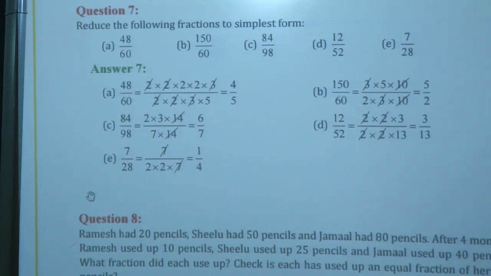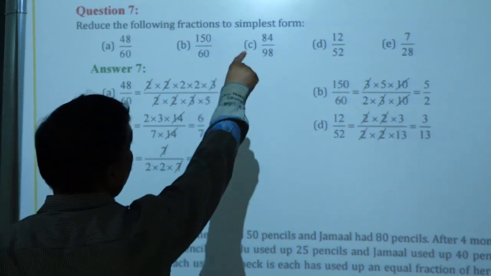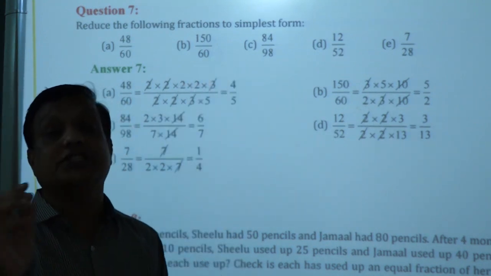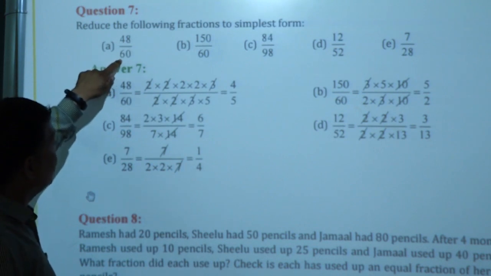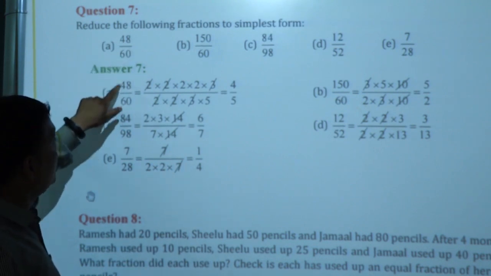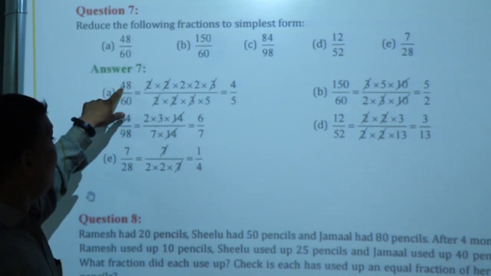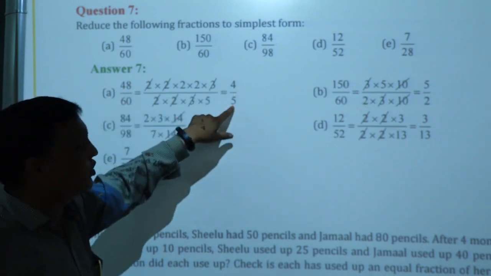Question number 7. Reduce the following fractions into simplest form. Simplest form means lowest form or standard form. 48 upon 60. They both will come in the 12 table. 12 4s are 48, 12 5s are 60, so directly you have to reduce.